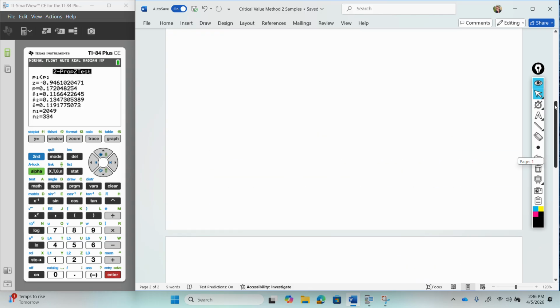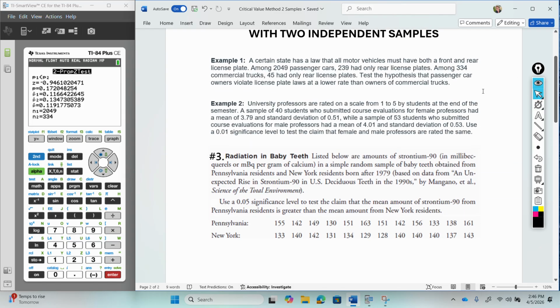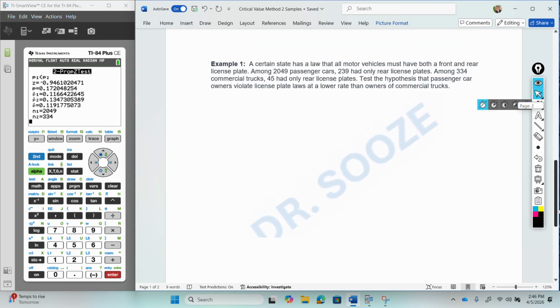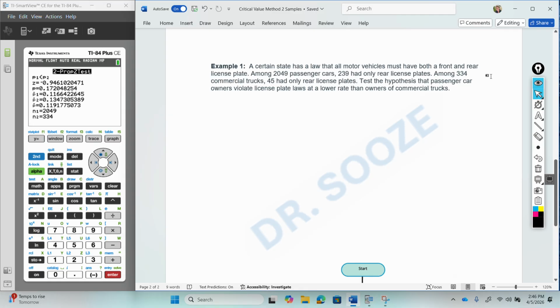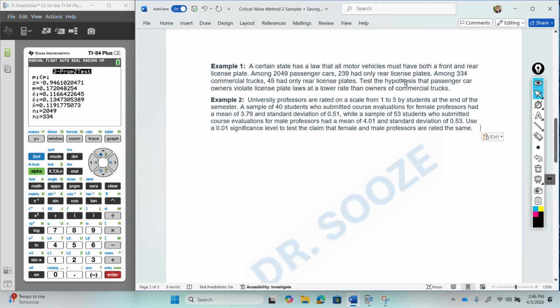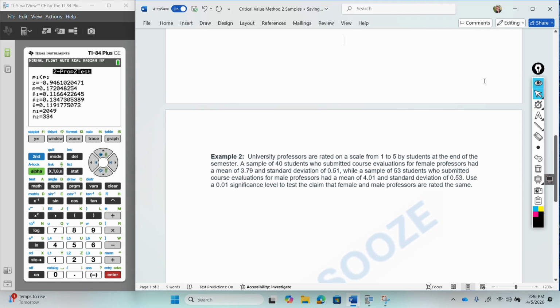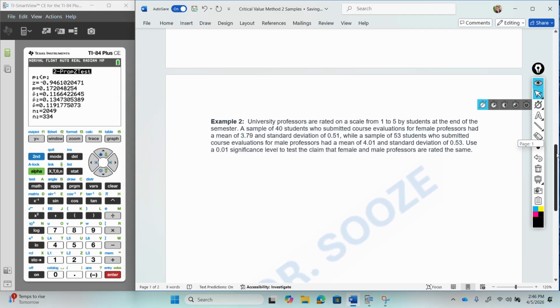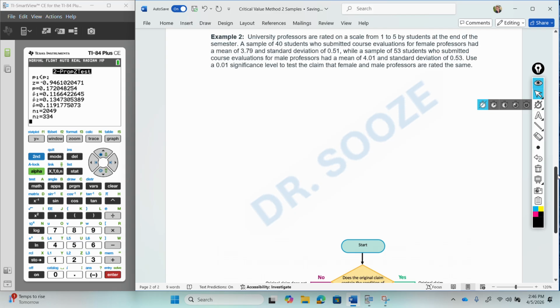So let's look at the second one. And I'm going to copy that and come down here. Get rid of this one. Okay. University professors are rated on a scale from 1 to 5 by students at the end of the semester. A sample of 40 students who submitted course evaluations for female professors.